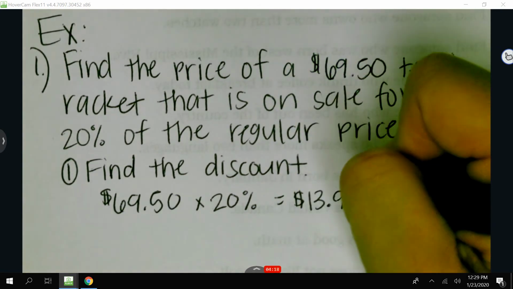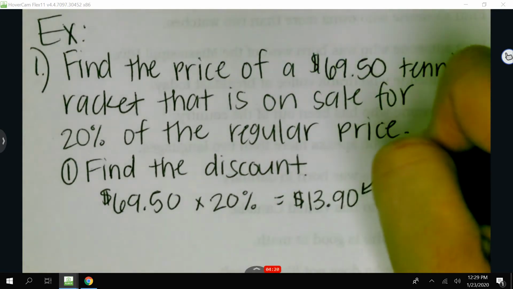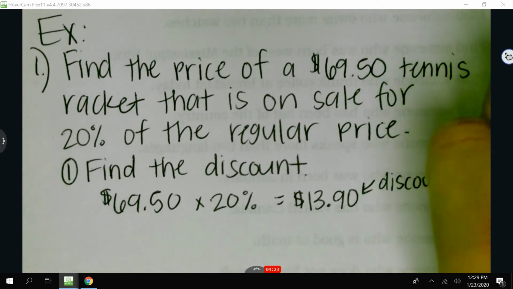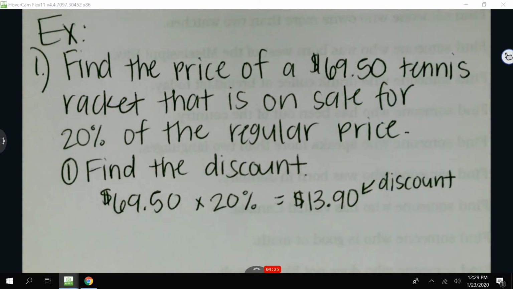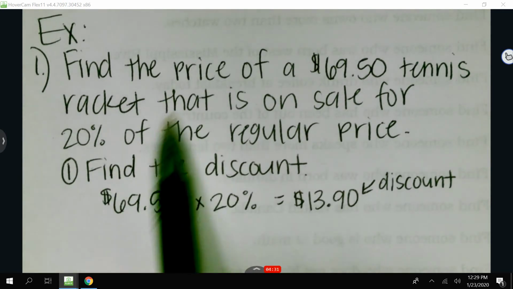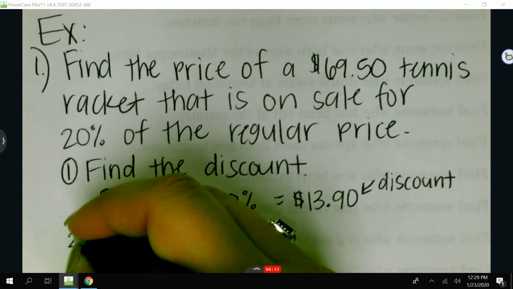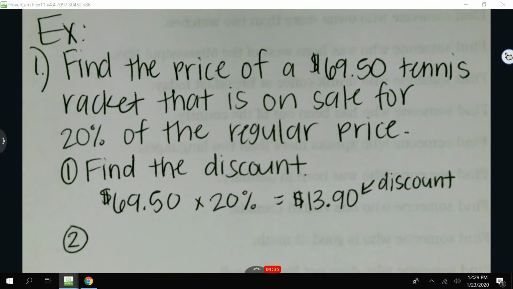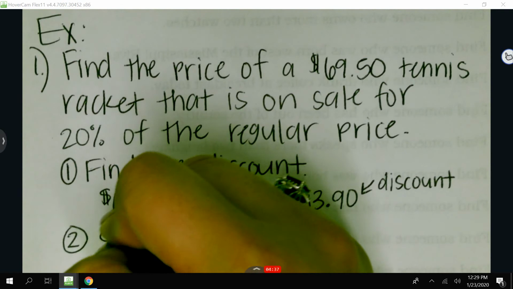So that $13.90, that is your discount. That is how much money you are saving. But that's not what you're paying. They're asking us to find the sale price. So how much are you actually paying? So second, we want to subtract.